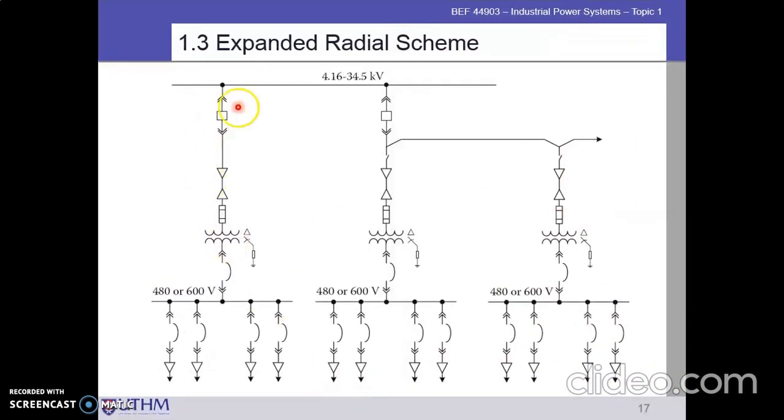This one is the expanded radial scheme. Still we have one source here, and then radial. This one is radial 1, this one is radial 2, and also this one is radial 3.